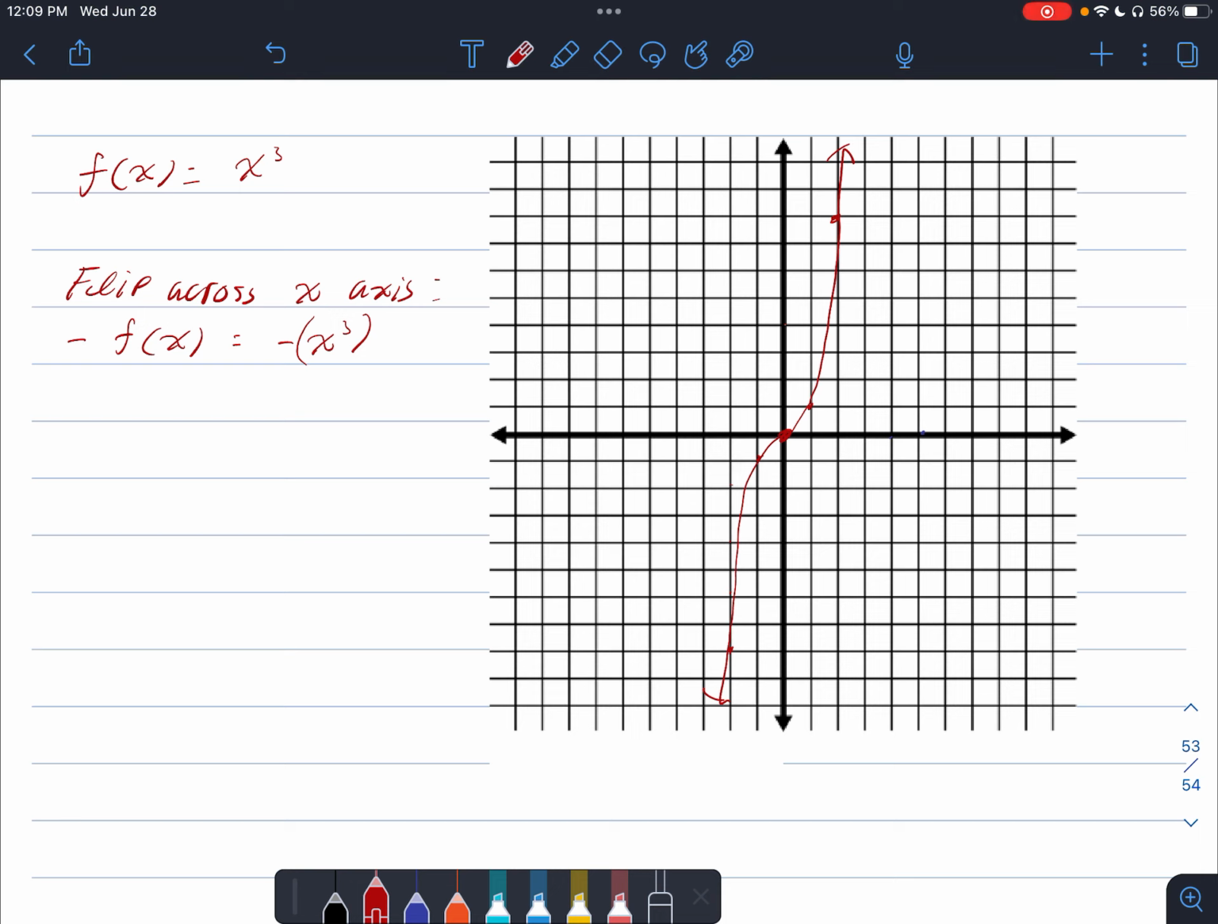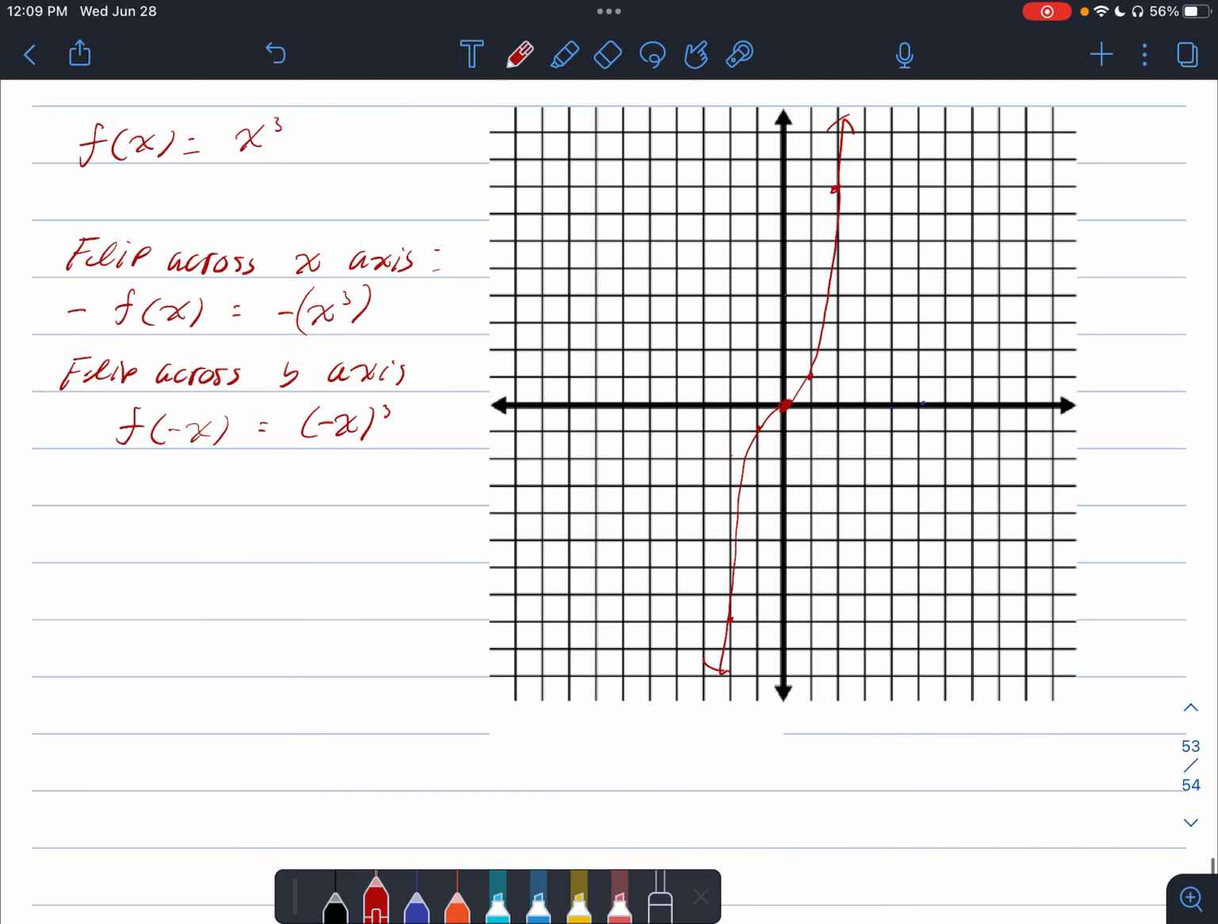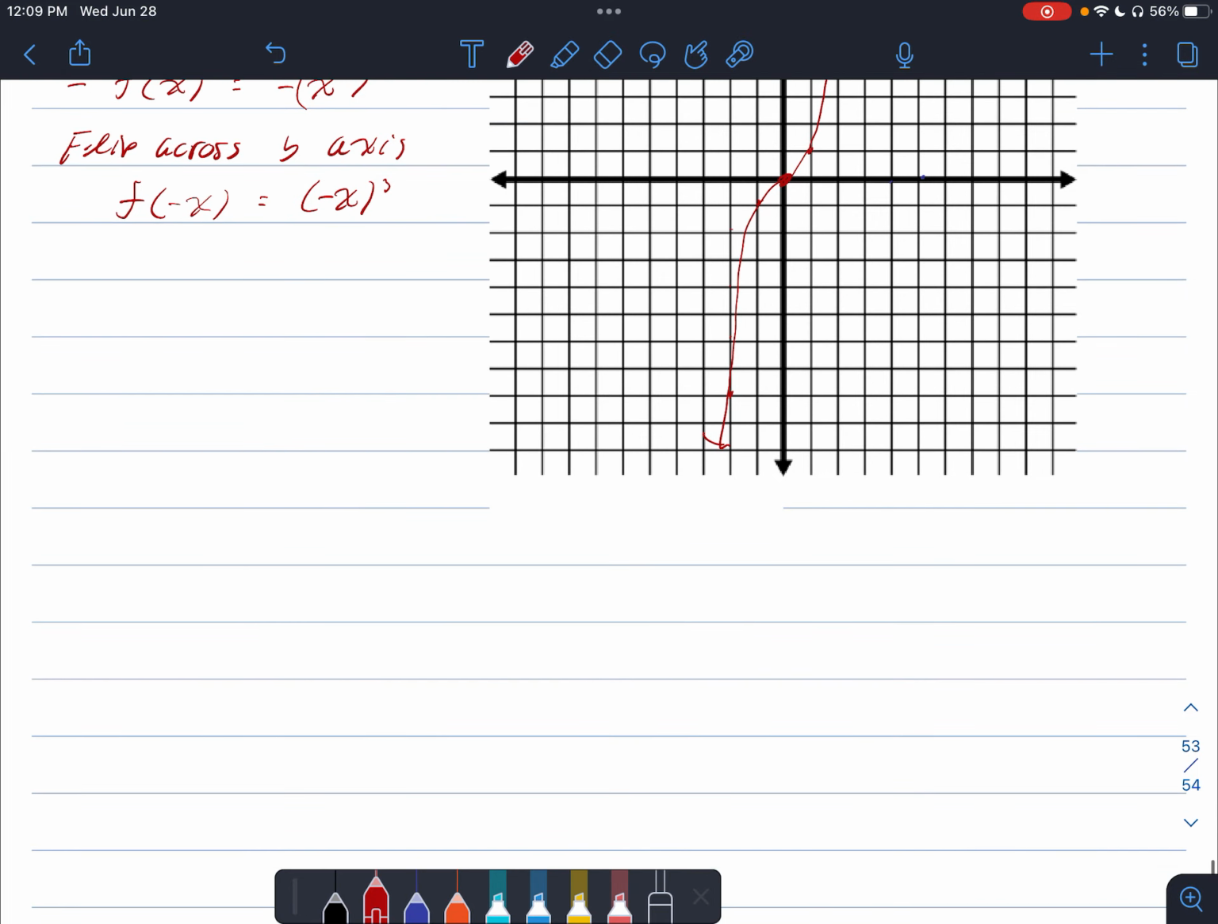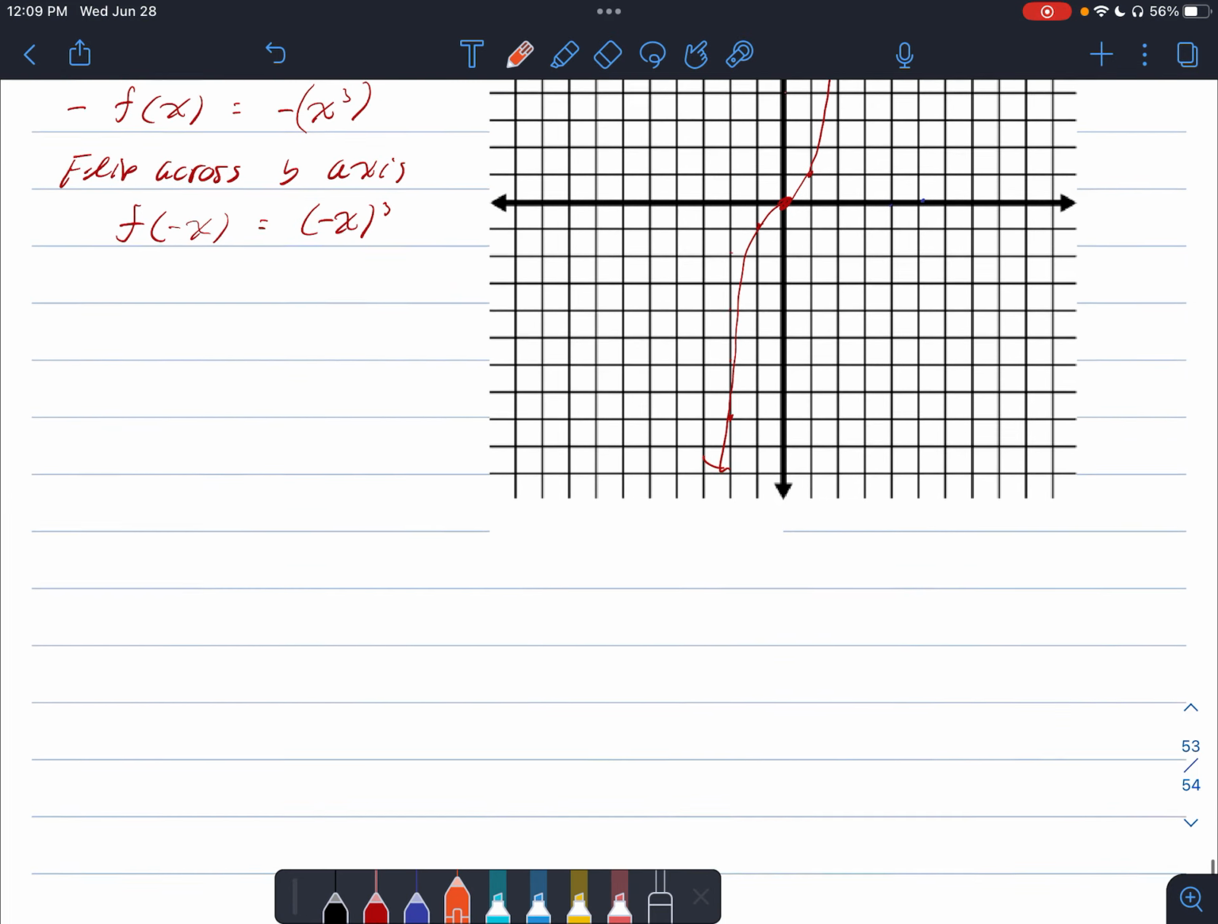Okay, to flip across the y-axis, we'll get f of negative x. Okay, and this will be negative x quantity cubed. And that means we're cubing negative x, okay? Instead of taking the negative of x cubed, we're now cubing negative x, okay? And we'll see why this is important here in just a second. But let's go ahead and plot a few points on this to see why this works.